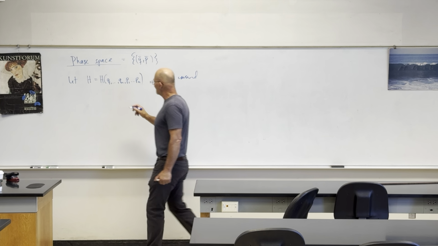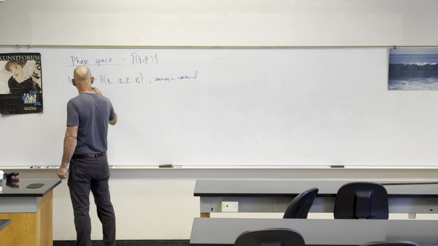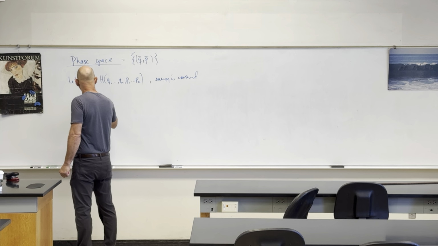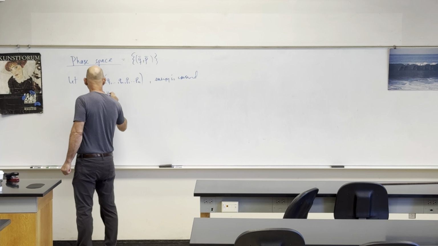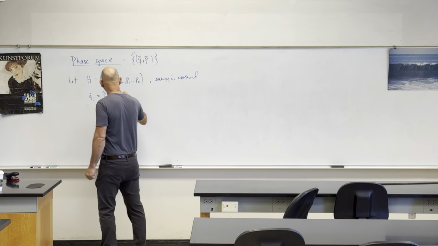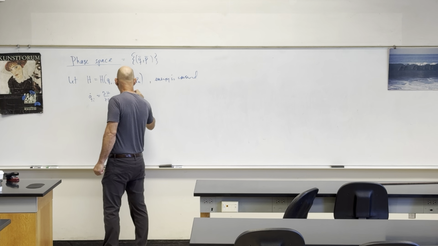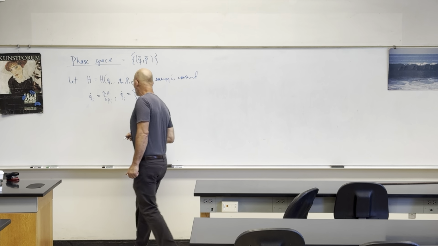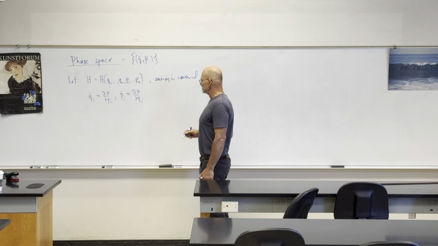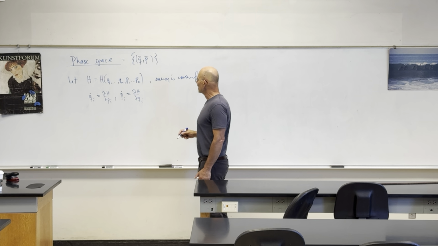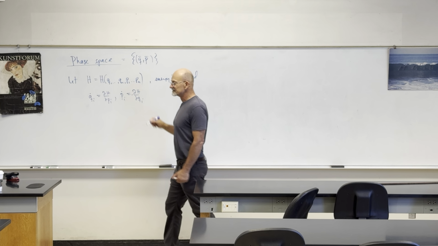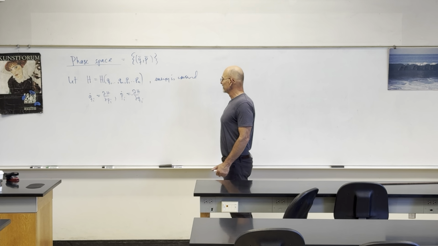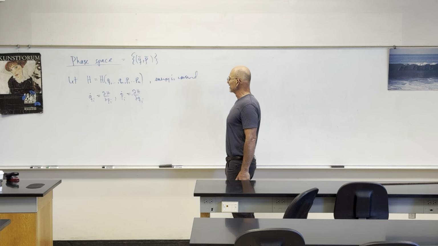And we have these equations of motion: q_i dot equals partial H over partial p_i, and p_i dot equals minus partial H over partial q_i. So one of them gets a minus sign, there we go. That's Newton's law, with a minus sign.